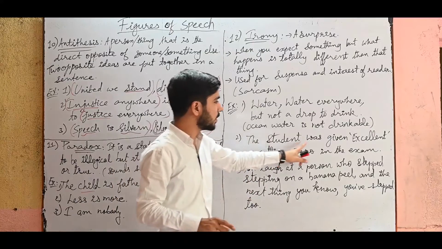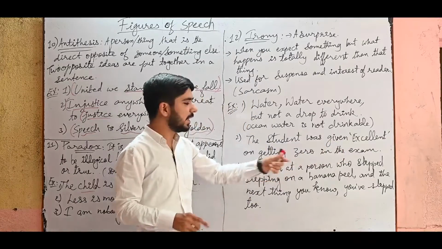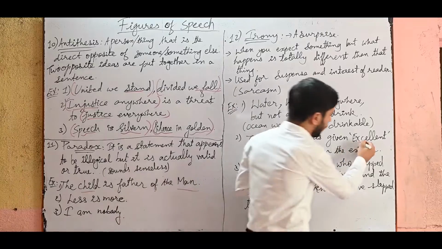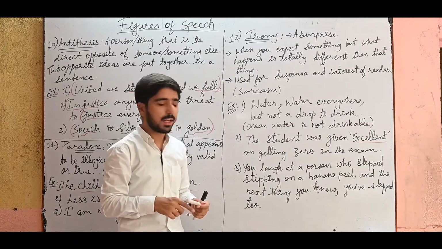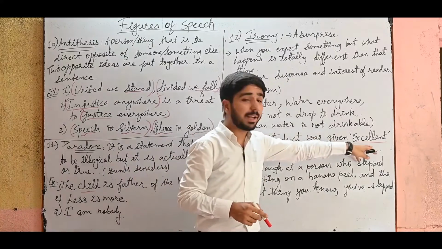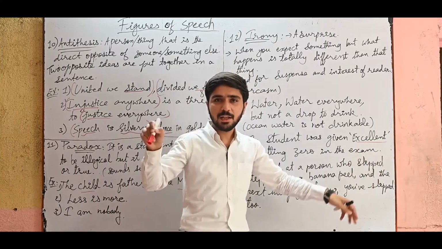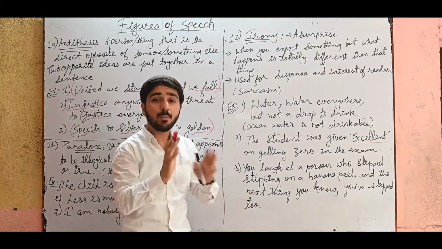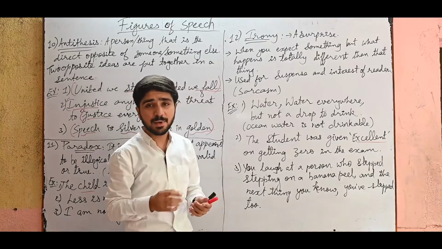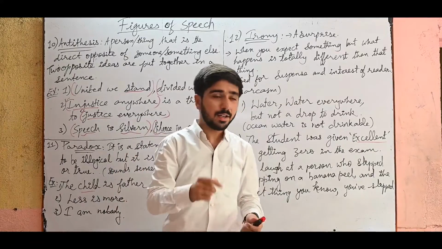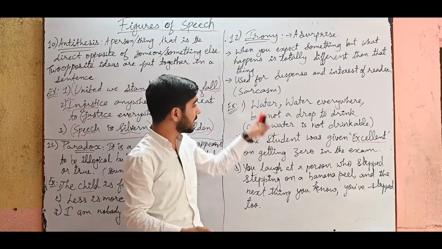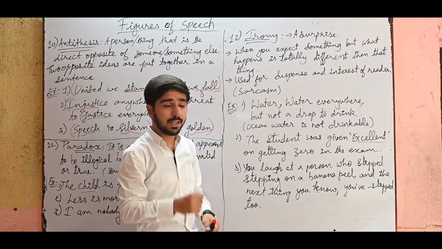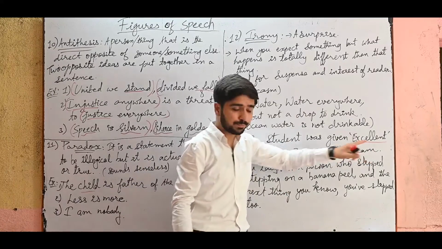The student was given excellent on getting zero in the exam. Now, when a student fails or gets a zero in a particular subject, and the teacher gives him an excellent remark in the result card, that is the opposite of what he expects. The student expects that he will get a bad remark, right? But he gets excellent, which means the teacher wants to taunt him. It is sarcasm: you are failing, and the teacher gives you excellent.